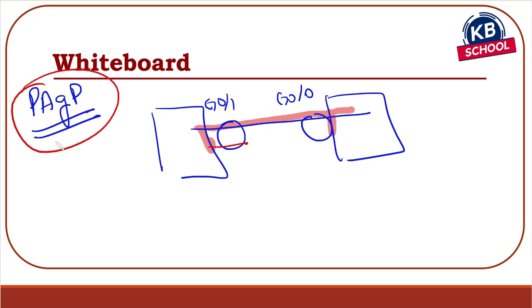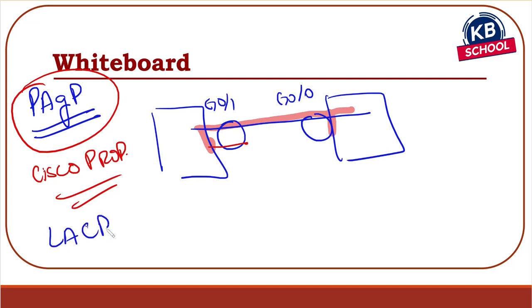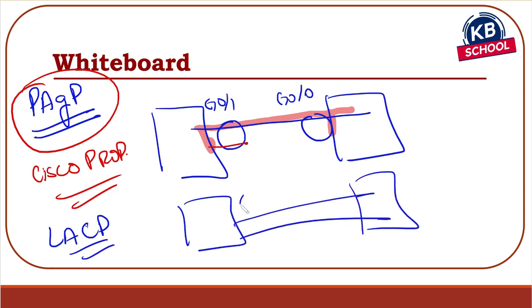So initially it was PAgP, which was the Cisco proprietary version of it. Then IEEE came in and standardized it, and that protocol was called the Link Aggregation Control Protocol, LACP. Same concept. It will negotiate between the two different switches on the ports. If the ports are configured properly, they will form the ether channel. If they're not, it will not form the ether channel. You might have one port form it, the other one not, because they're not physically connected properly, but there is an actual negotiation that takes place between the two switches.